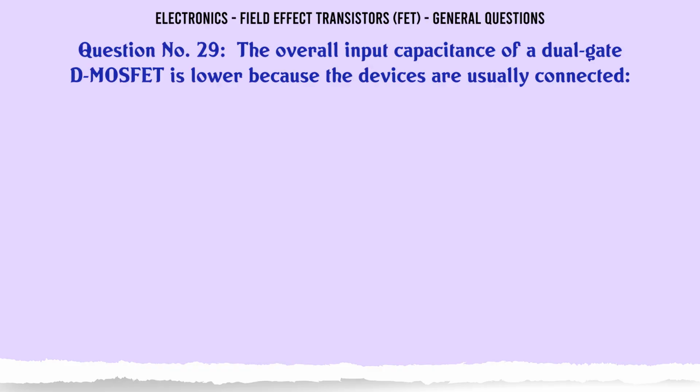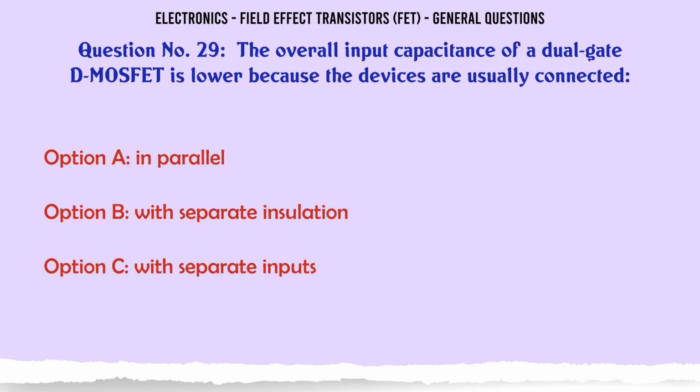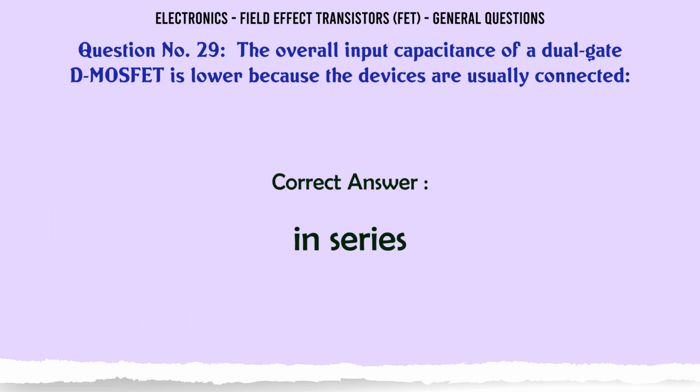The overall input capacitance of a dual-gate D-MOSFET is lower because the devices are usually connected A. in parallel, B. with separate insulation, C. with separate inputs, D. in series. The correct answer is in series.